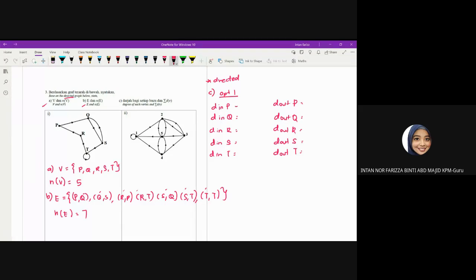Okay, D in P. I'm going to erase all this so that you can see easily. D in P, that means how many branches coming into P? So you see here, there's only one, right? So I put here 1. So how many coming out from P? So from here, going out from P, we also have 1.